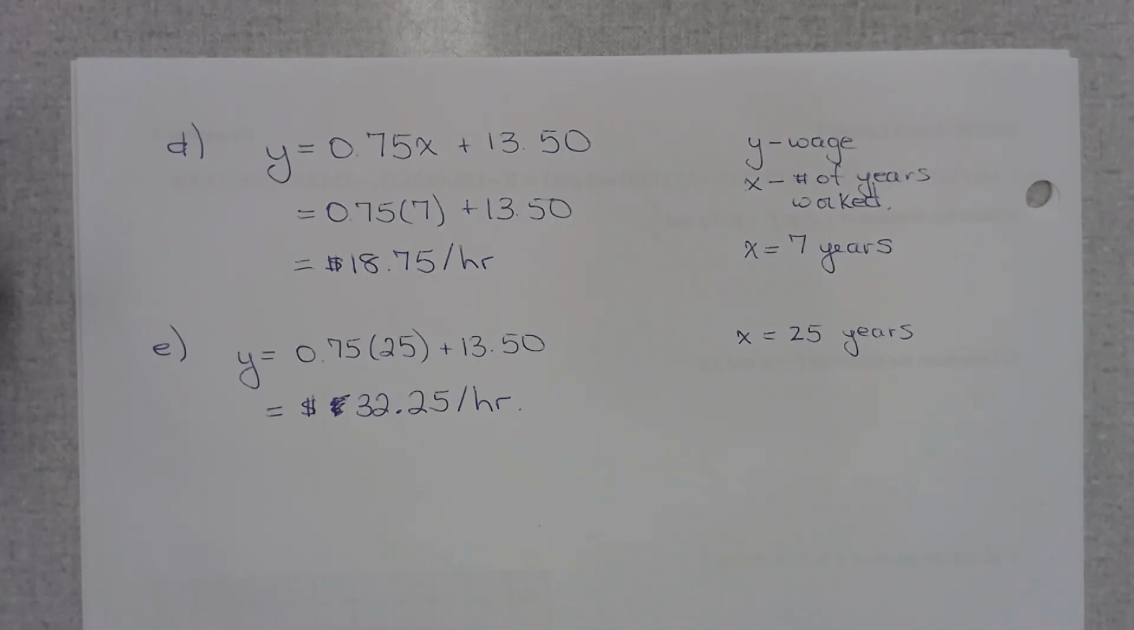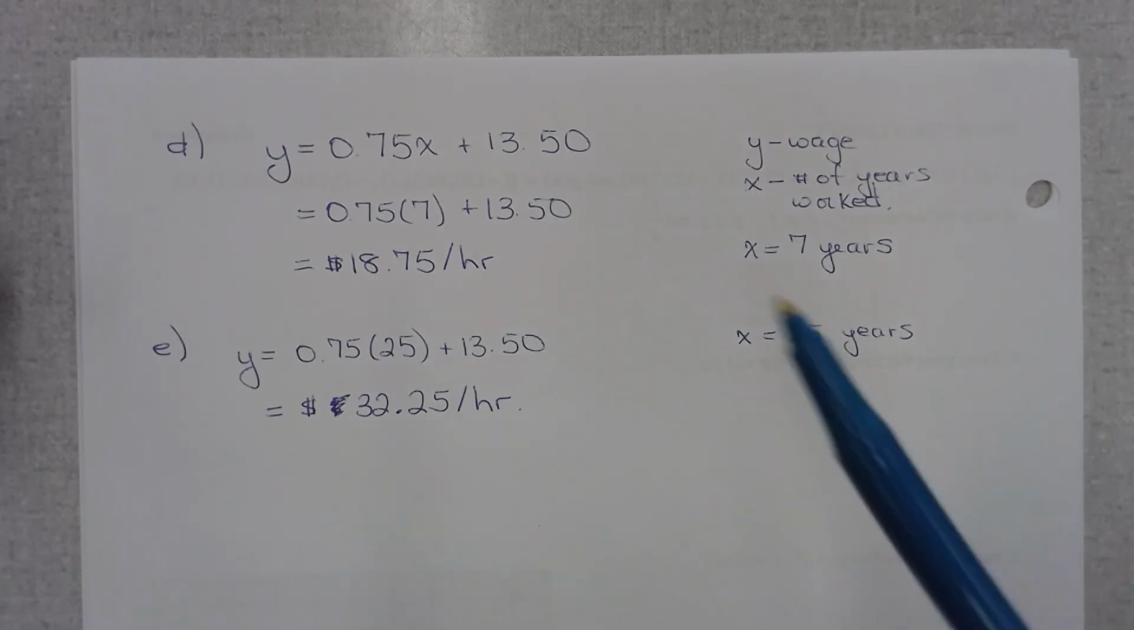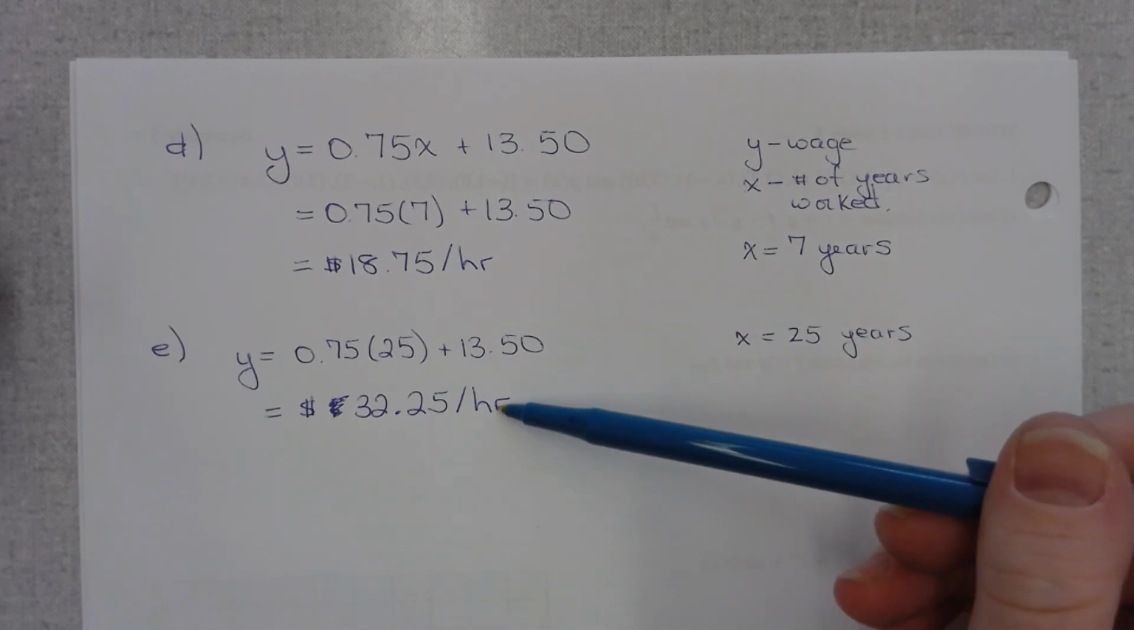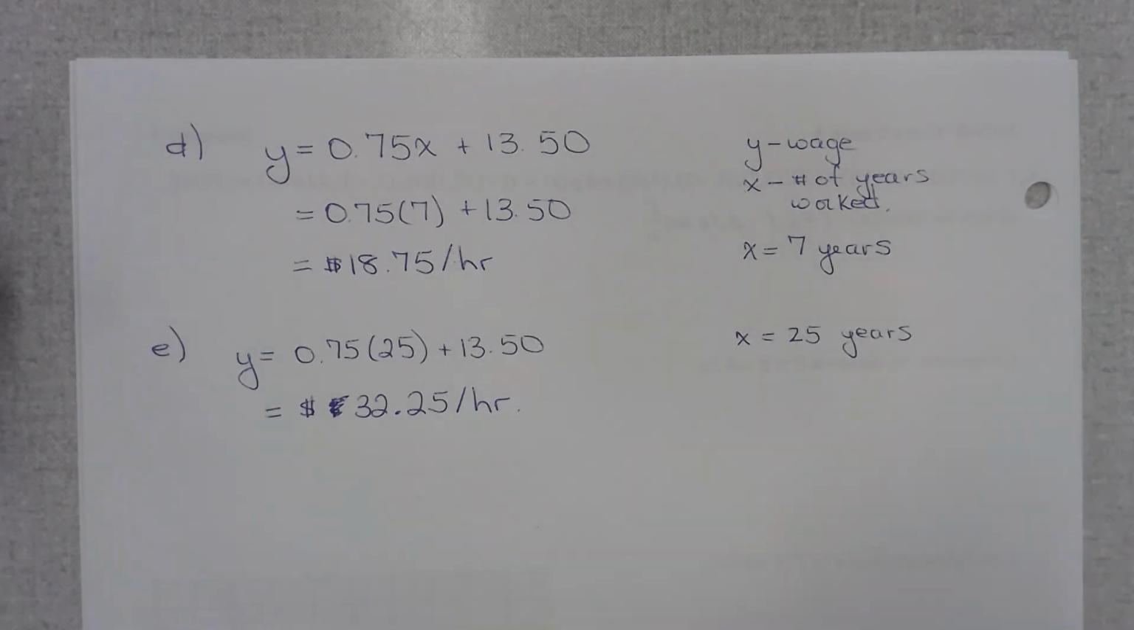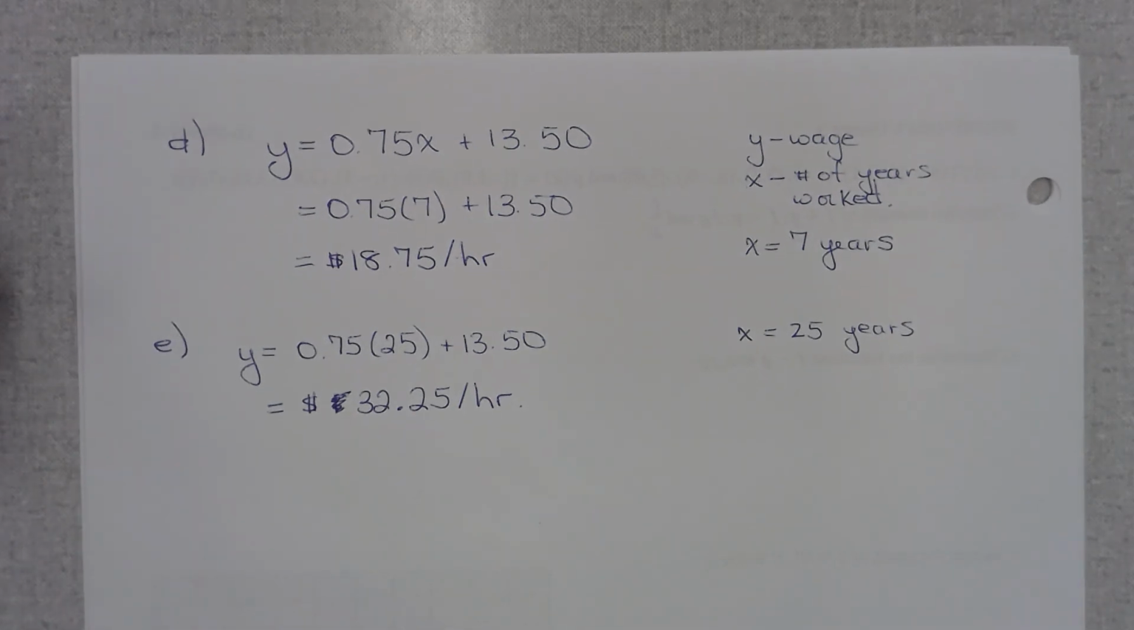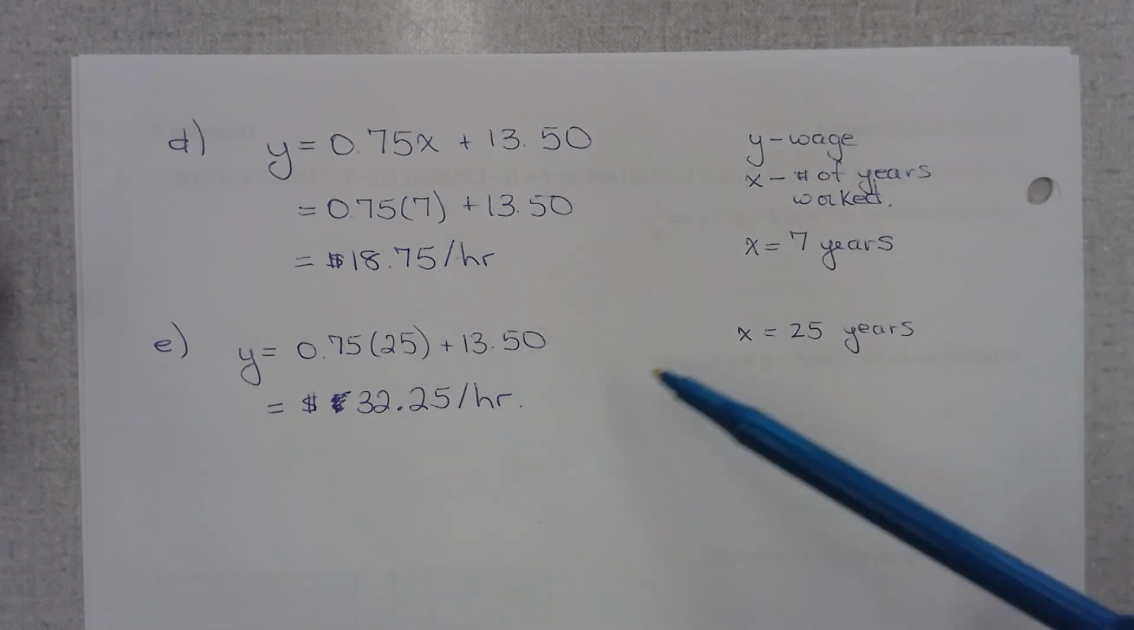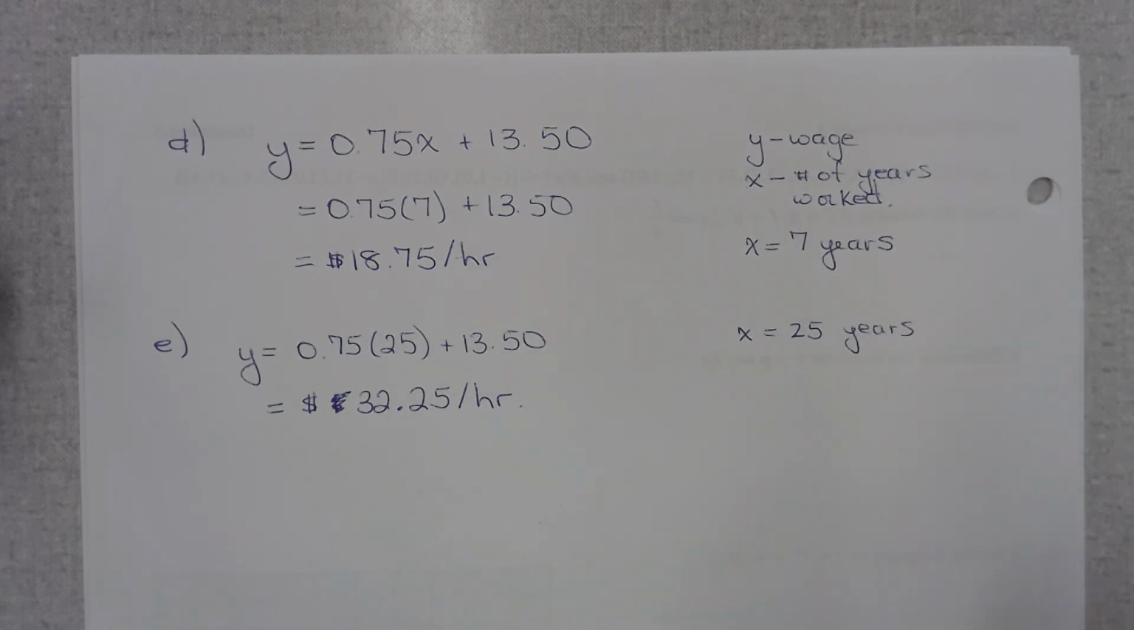So often what you find is, in this case, if somebody's been working for 25 years, they're earning significantly more than somebody who's been working for 7 years or somebody who's just starting out. And so it probably doesn't make sense that you're going to get a 75-cent raise every single year unless there's a lot of inflation. So they probably will set up a system where they might cap out the raises after a certain amount of time. So maybe for the first 10 years you get a raise and then you're kind of stuck at the maximum. That's often what employers do.